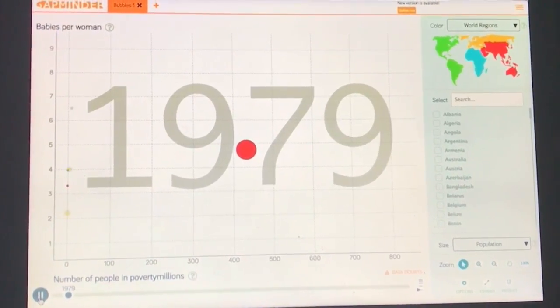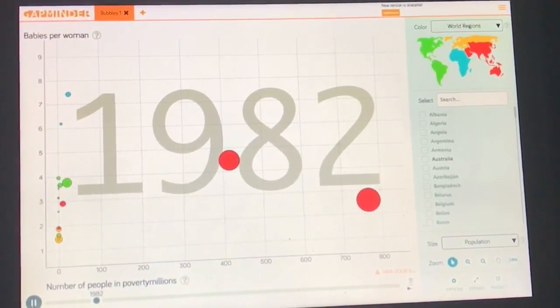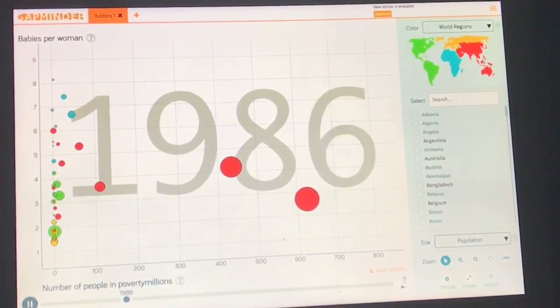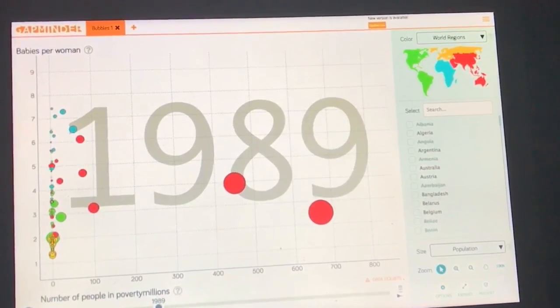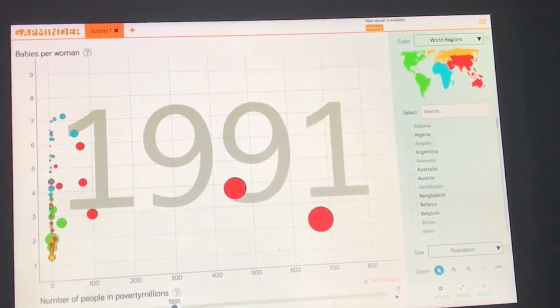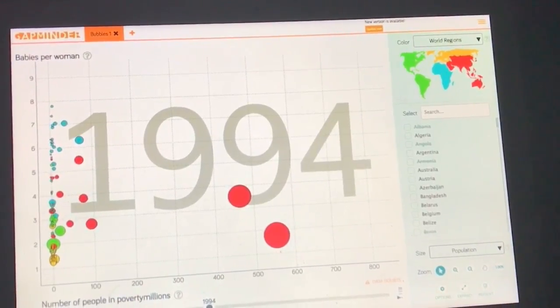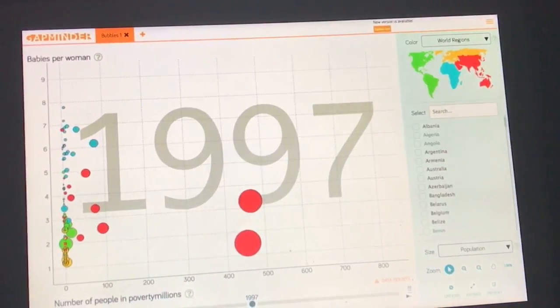The number of babies per woman varies directly with the number of people living in poverty. For instance, when looking at the United States, the data reveals that there are 1.68 million people living in poverty, and the average number of babies per woman is 2. Comparing this data to a country with higher rates of poverty such as Uganda, it shows that 12.5 million people are living in poverty, and the average number of babies per woman increases to 7.